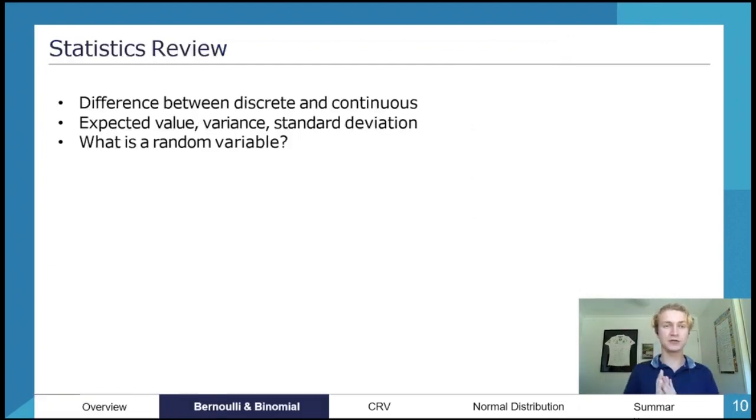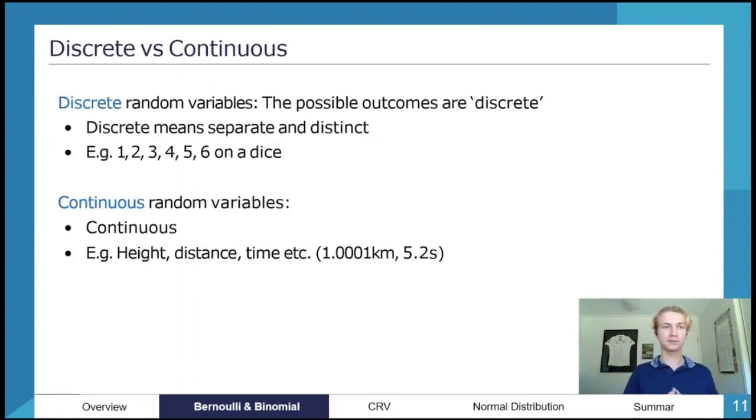So, statistics review. I'm just going to recap really briefly: the difference between discrete and continuous, expected value, variance, standard deviation, etc. What is a random variable? So, discrete random variables. The possible outcomes for these variables are discrete. What does that actually mean?